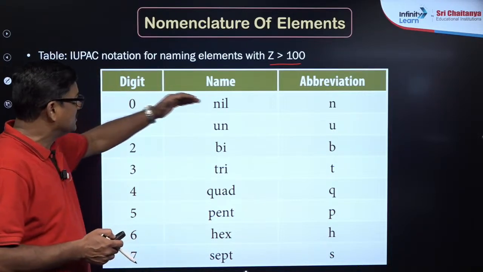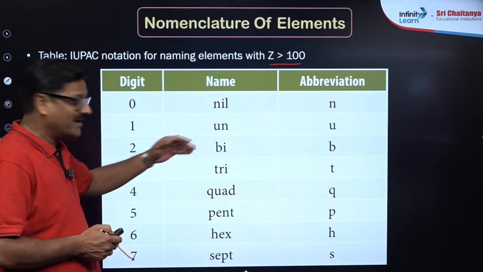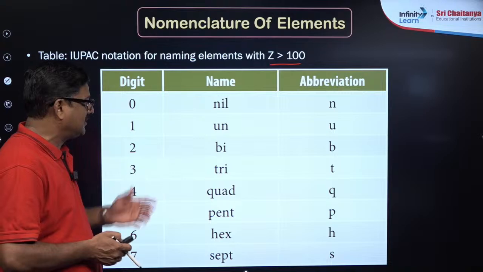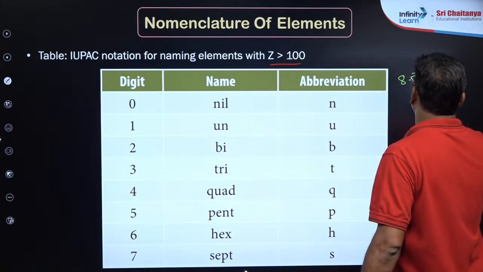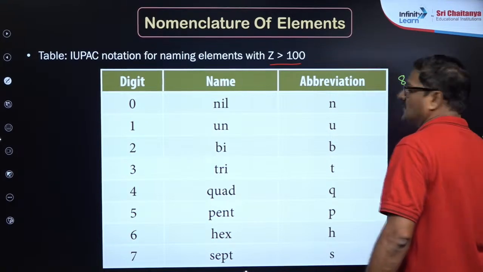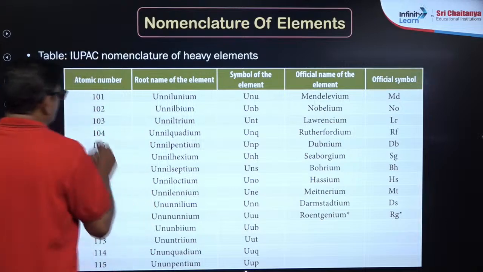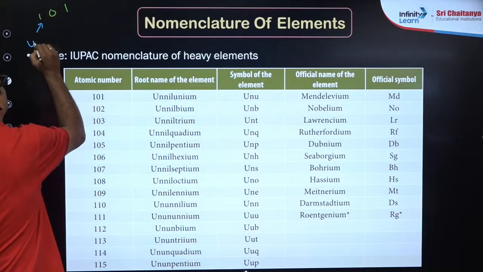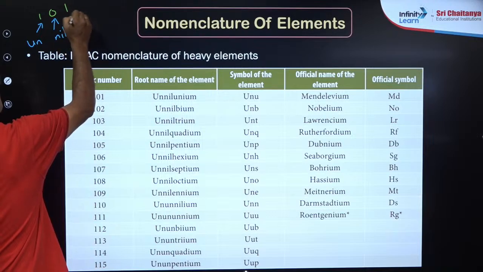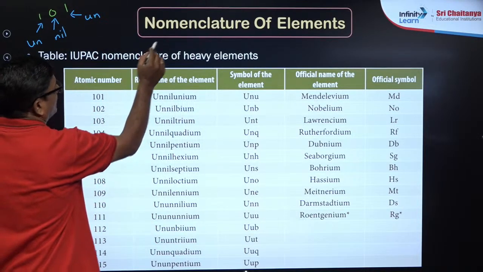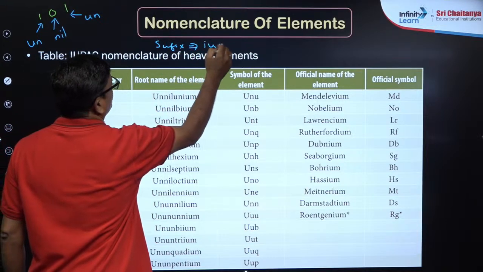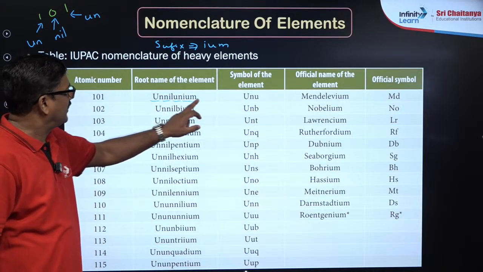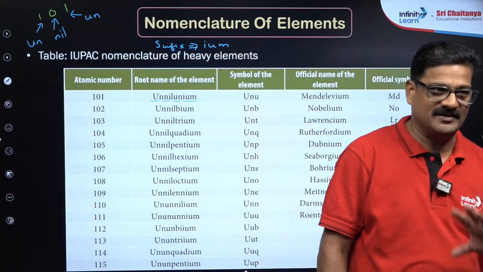So in that, digits: 0 is given as nil, 1 is un, 2 is bi, 3 tri, 4 quad, 5 pent, 6 hex, 7 sept, and it is given like this. And 8 means oct, and 9 means enn, right? And if we want to give the name, so 101, how to give 101, right? It is given as 1 means un, 0 means nil, and 1 means un, and you use the suffix ium. Now 101 is un, nil, un, ium, unnilunium. You understand? Clear? Fine. Ishita, fine.